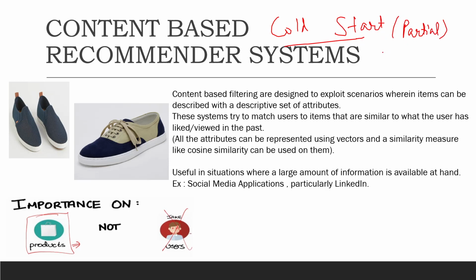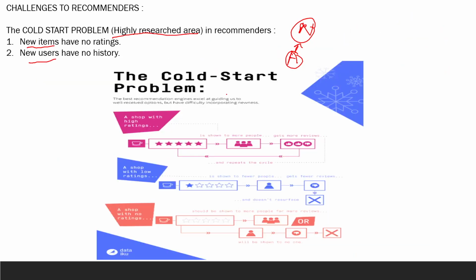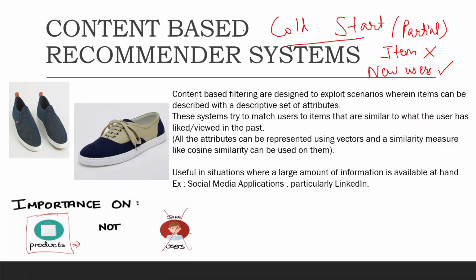It overcomes the cold start problem from the item point of view. However, the cold start problem for new users still exists in content-based filtering. But for items, we have removed it. If you forgot what the cold start problem is, just take a look at this slide. Right. So now, coming to content-based filtering.